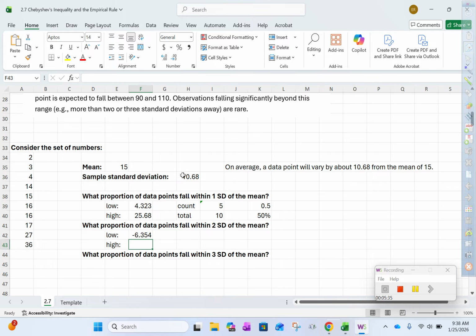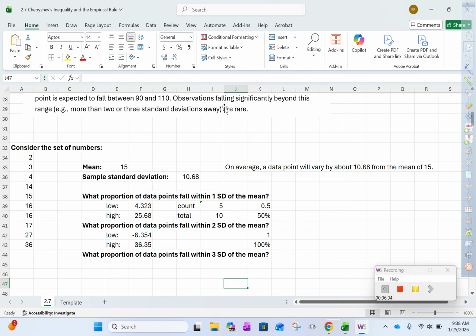Okay, so there's my low end, and then my high end, I'm going to take my mean and add 2 times the standard deviation as well. So we see that low end is negative, which means all of them are going to fall within the interval on the low side. Similarly here, our high end was above the 36, so we don't have to do any math for this one because we can see that 100% of these data points fell within 2.